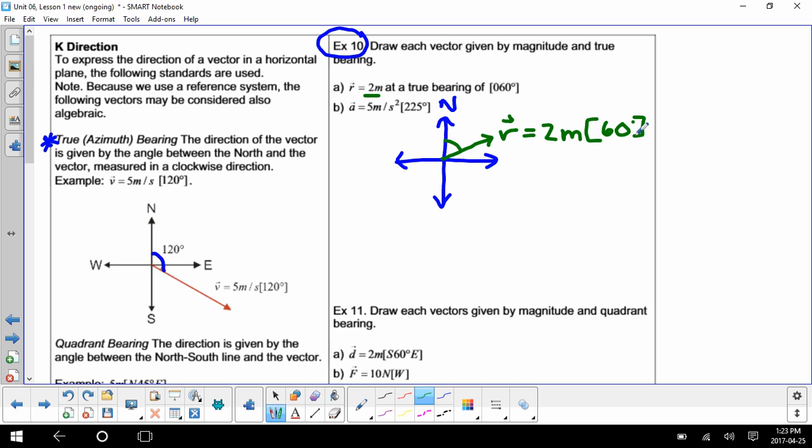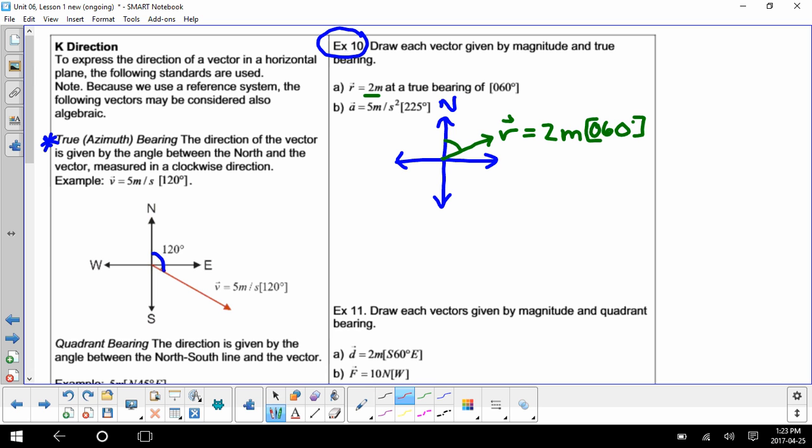Often when you write something as a true bearing, we always put in the third digit, so we would say 060. So it's just another indication that you're giving a degree using a true bearing rather than the second method we're about to look at.